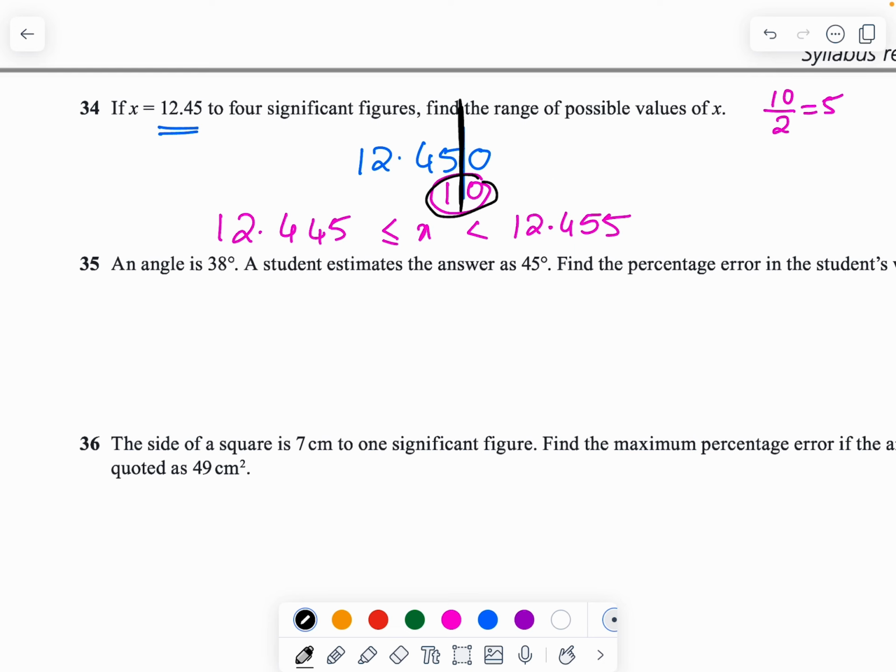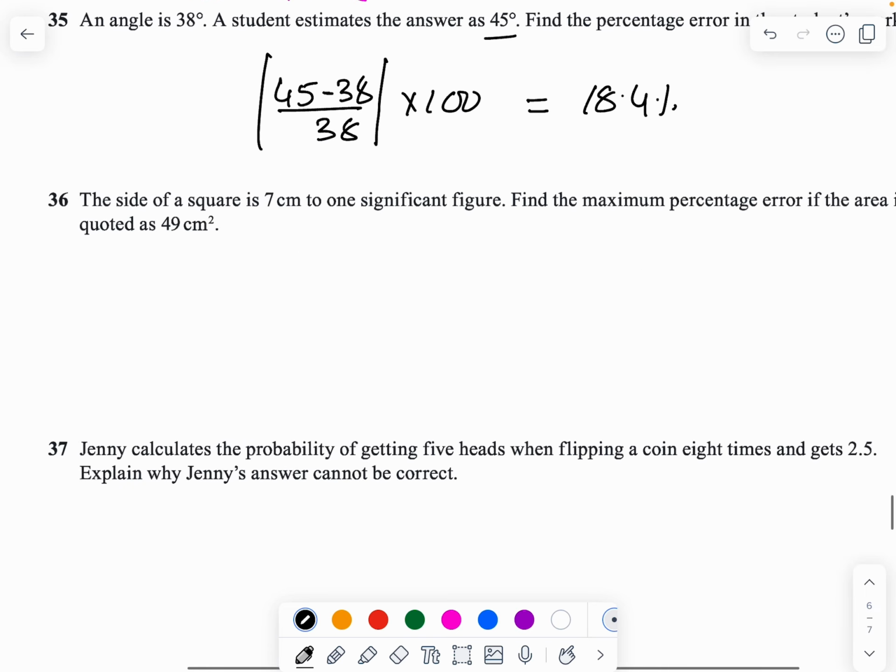An angle 38 is 38. The student estimates it as 45. Find the percentage error. So it is 45 minus 38, the error, divided by the original value times 100. Every time take the absolute value, because it should never be negative. So it is 18.4%.